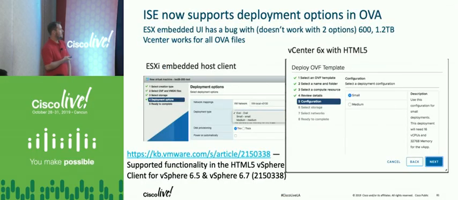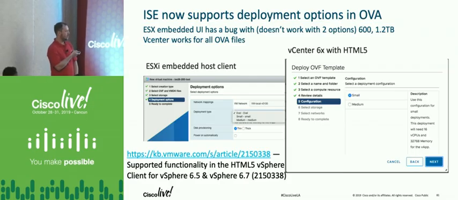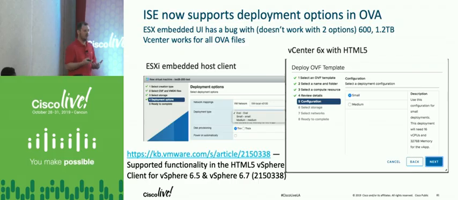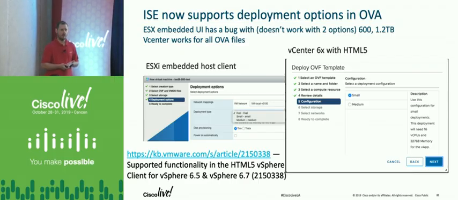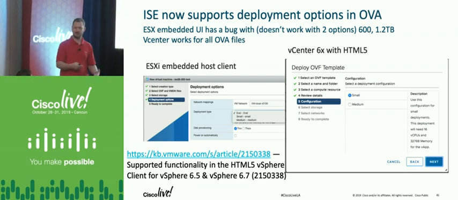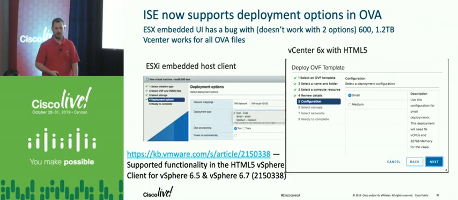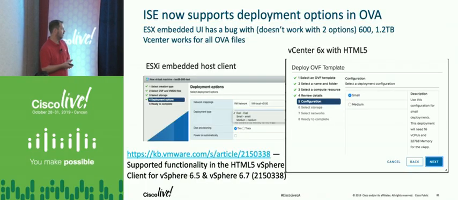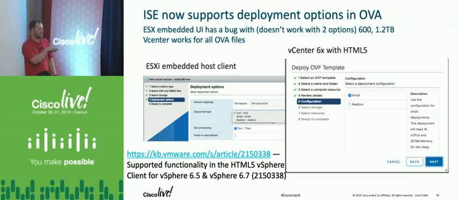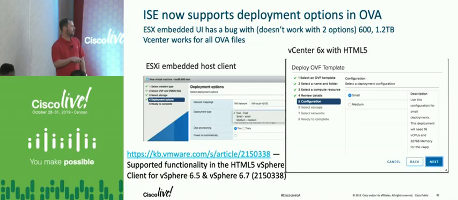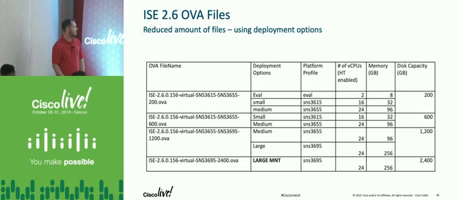Another one that happens is in the new 2.6 version, we have actually changed the OVAs a little bit. We were getting a little bit out of hand where there were too many OVAs and you had to download like 5 of them to be able to do your deployment. Now we've reduced that number and added configuration options within the deployment. So when you go to deploy, you can select eval, small, medium size associated with that. And here are the 4 OVAs and how they break out into the different hardware.